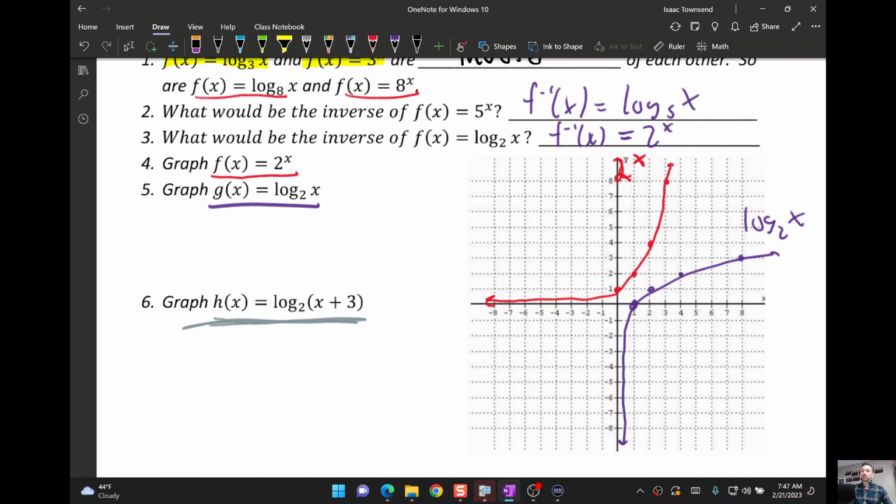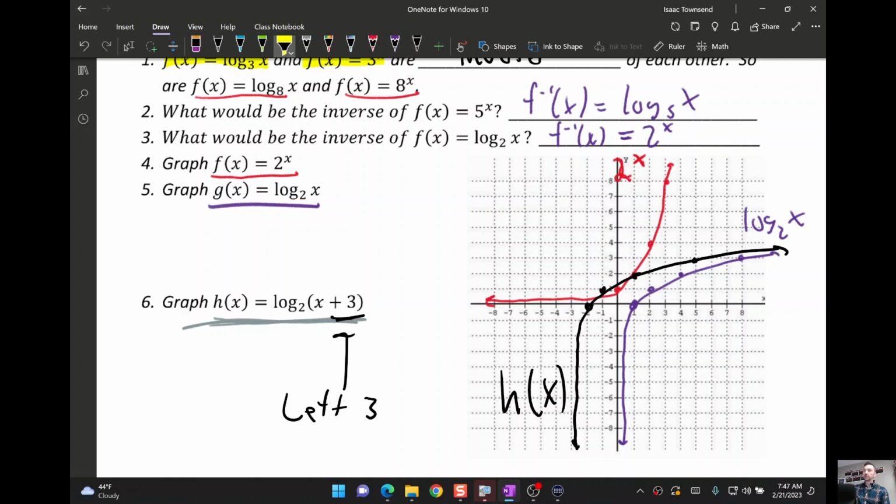Okay, and then if I was trying to work up to this one, we're just going to apply our normal transformation rules. If I know what log base 2 of x looks like, adding 3 directly next to x would shift it left 3, not right 3. And if I know some points, I just move them left 1, 2, 3, and replot. Any of the points that went through nice whole numbers, I would switch those around. And here is the function we are actually interested in.